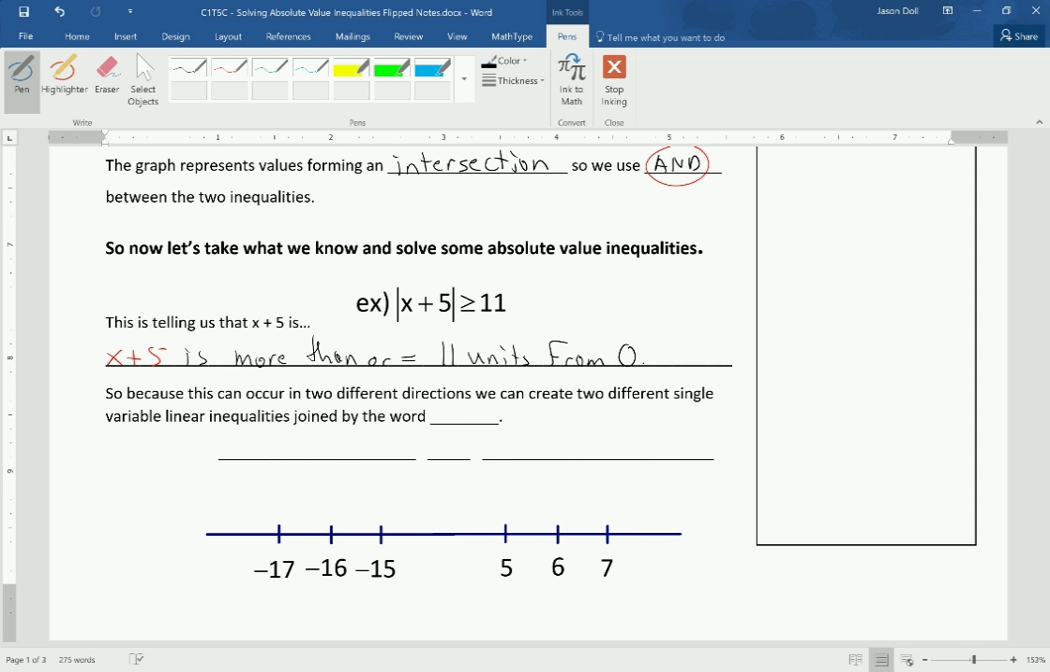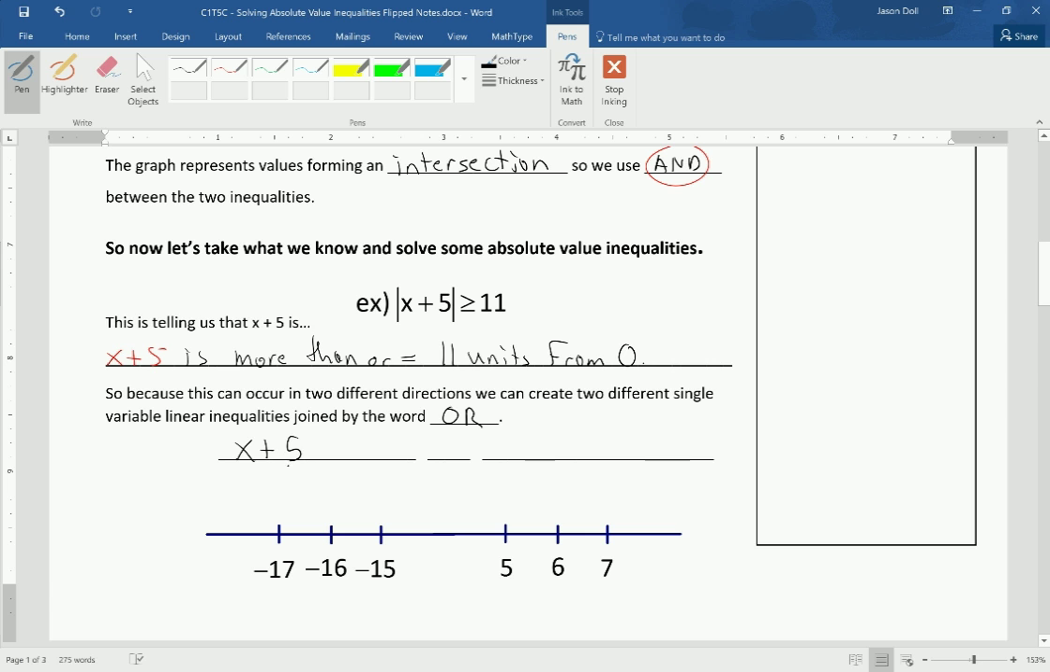When we're going further away from 0, we're not going to be creating an intersection, because the two inequalities are going away from each other. We're going to be creating a union, so we're going to use the word or. Now let's think about the two inequalities that we can create here.